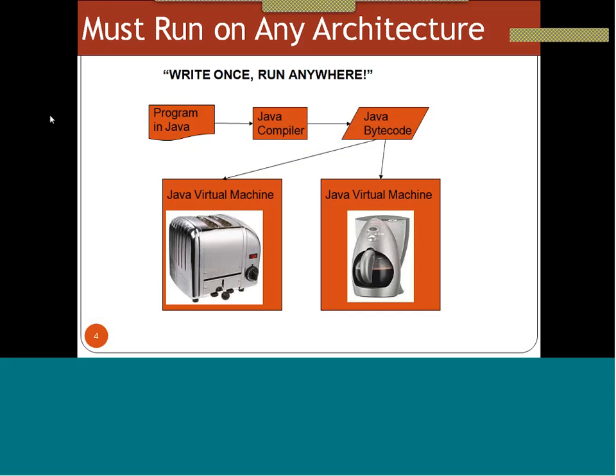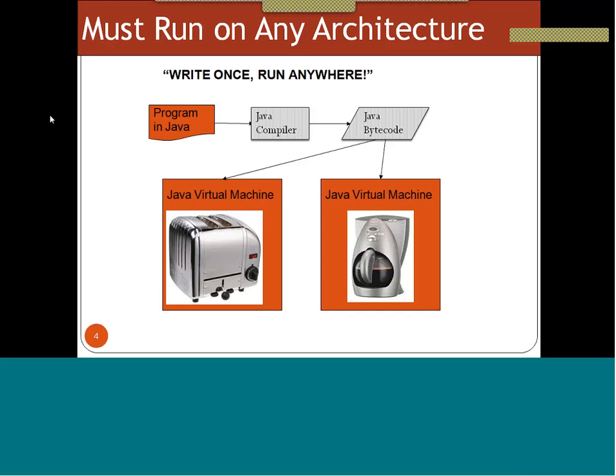So when we write a program in Java, it will be compiled using the Java compiler, and Java bytecode will be generated. That Java bytecode will be presented to the JVM. The Java bytecode will run on the JVM. So if the bread toasting machine has the JVM in it, we can run Java programs in that. In the same way, if we have the Java virtual machine available in the coffee making machine, then we can run the Java program in the JVM of the coffee making machine as well.